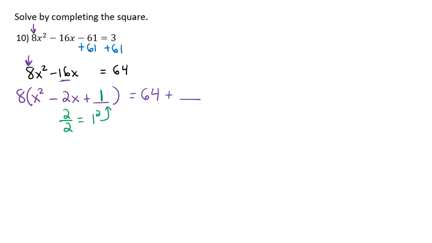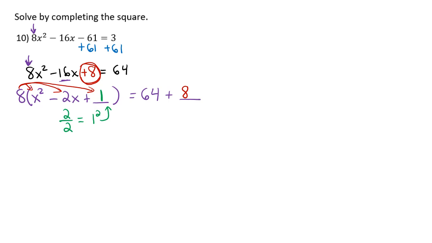And that's because if I look at the whole problem here, I have 8 parentheses x squared minus 2x plus 1 close parentheses. What's really happening is that 8 gets times the x squared, which gets us 8x squared. That 8 gets times to negative 2x, which gives us negative 16x. That 8 would also get times to that 1, and 8 times 1 is an 8. So I really brought an 8 into my problem, which means if I added 8 to the left side of the equation, I have to add 8 to the right side of the equation to keep my equation balanced.